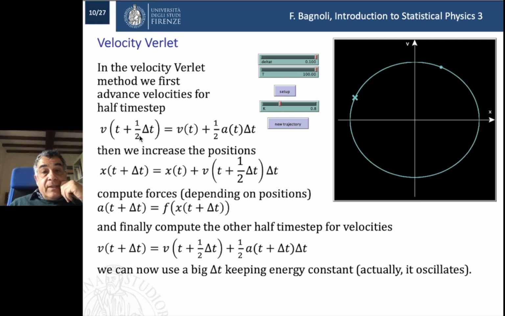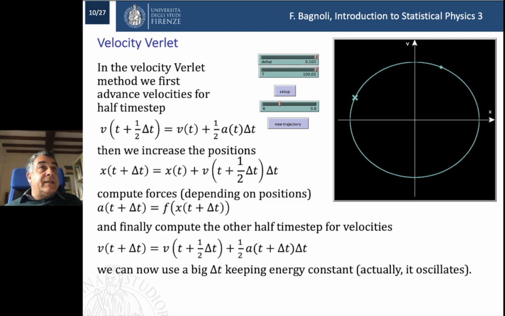Leapfrog is a kind of first order velocity Verlet, and this is the second order. The idea is to advance a half time step the velocity, compute the position, compute forcing according to the position. This works only if the force depends only on the position. And finally, compute the other half time step for velocity. And now we can use a big delta T for computing energy, which again fluctuates.